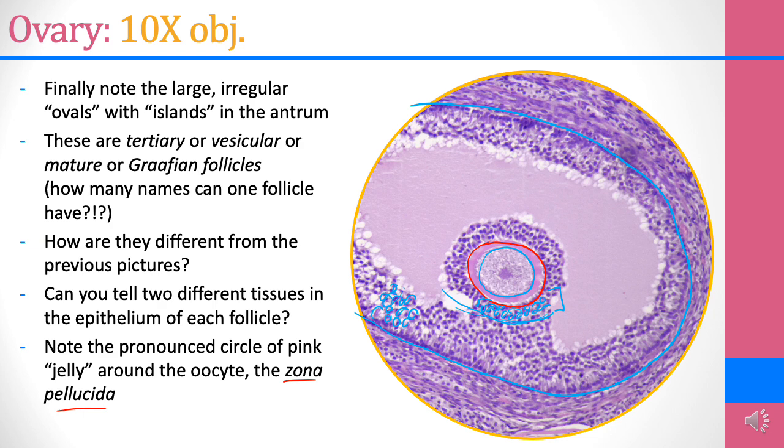This tissue here is called the corona radiata, the round crown, and the corona radiata is going to be ovulated with the oocyte, and it's going to remain as a protective coating around the oocyte as we move on, or to protect it as it moves through the female reproductive tract.